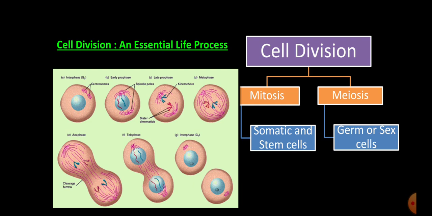So from one cell, two cells are produced, and in the second step, these two cells form four cells where the number of chromosomes remains the same. So the first step of meiosis is meiosis, where the number of chromosomes becomes half. But in the second step, the mitosis takes place, where the two cells convert into four cells having the same number of chromosomes. So this is all about the differences between the mitosis and the meiosis.